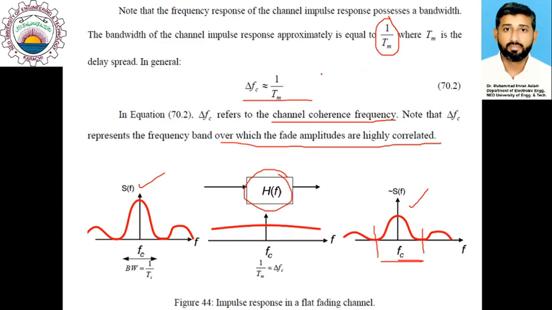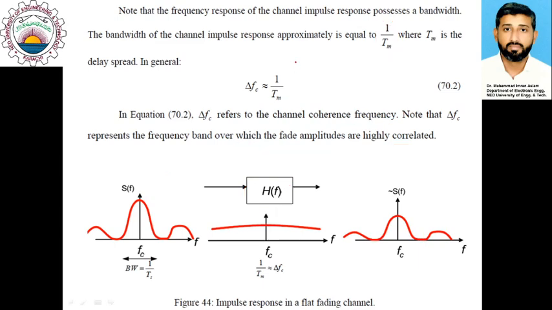So mathematically this bandwidth is characterized by delta Fc, which is reciprocal of the delay spread. Okay, so what is the relationship between the channel coherence bandwidth and this input signal bandwidth for a flat fading channel? As we discussed, for a flat channel, the signal bandwidth does not get affected by the channel. In other words, the signal bandwidth should be smaller than the overall coherence bandwidth of the channel.